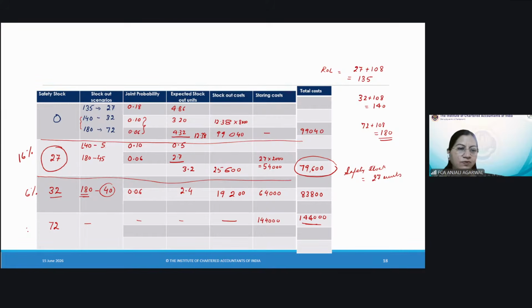So we have to strike a balance between how much risk we can assume and what cost it entails. So let's be ready to take a 16% risk. That will be most cost effective for us. Right? So this is how you calculate what should be the optimum safety stock. So optimum safety stock in this scenario is 27. You have a similar question in your study material, illustration 7. Try to do that. I think it will not pose any problem.